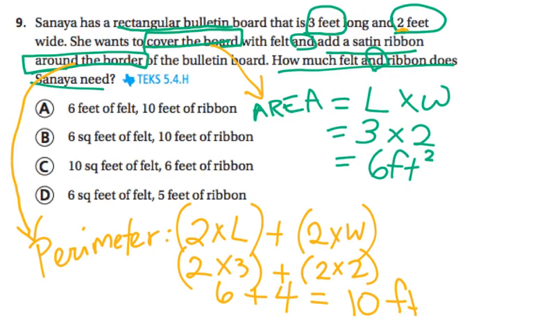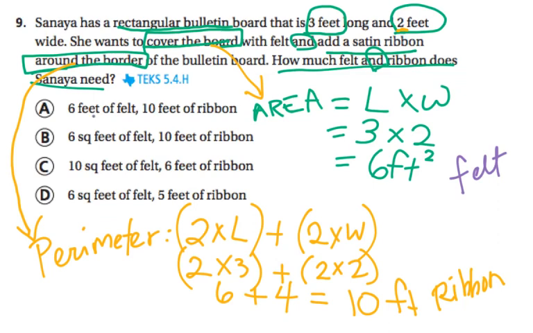So perimeter is a one-dimensional measure. It's like thinking of a line of something. So it's not feet squared, it's just feet. So the perimeter is going to be for the ribbon, and the felt, I'm confirming as I read it, she wants to cover the board with felt. So the felt is what we found with the area. So now let's see if we can see 6 square feet of felt and 10 feet of ribbon.